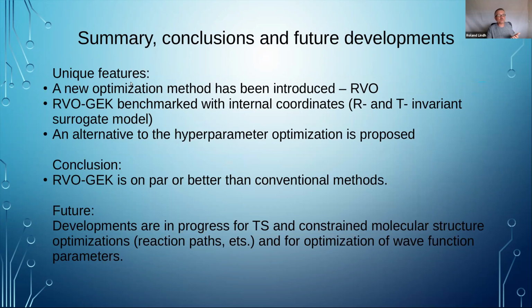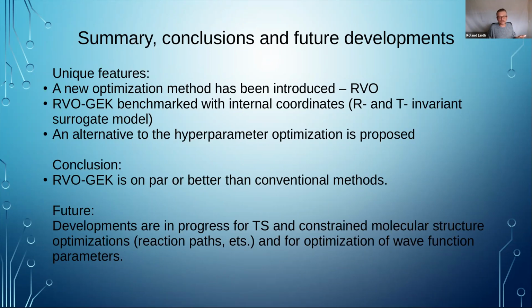I have today presented a new optimization procedure, a restricted variance optimization. We have been benchmarking this using internal coordinates. That is, we have a potential energy surface or a surrogate model that is rotational and translational invariant. And also we have suggested a way to get away from the hyperparameter optimization and compute that in a single shot step. So to conclude, I think the benchmark calculations have demonstrated that this new approach is on par or better than conventional methods.